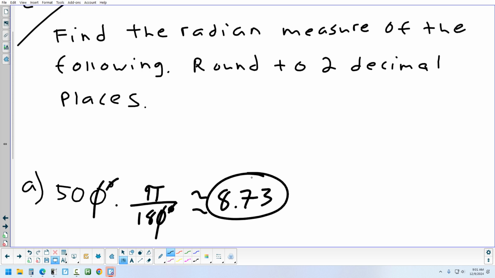And no label. No label at all. Okay, it's always understood when you write an angular measurement in trig, if there's no label, it's radians. Okay. All right, any question on that one?